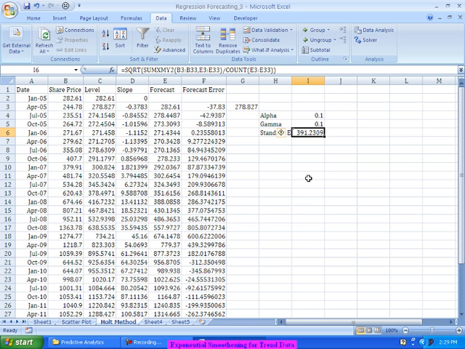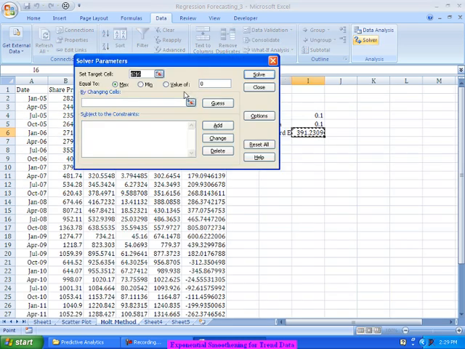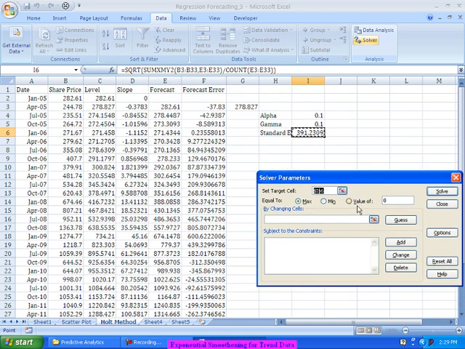Now, as we have done in the other cases, I have to find out what values of alpha and gamma will bring down my standard error overall. Alright, let's try out now. We'll use Solver. We cannot use Goal Seek in this case because we have two parameters to work out on.